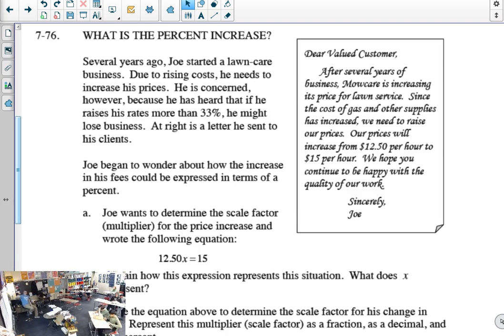Look at the letter at the right. "Dear valued customer, after several years of business, MoCare is increasing its price for lawn services. Since the cost of gas and other supplies has increased, we need to raise our prices. Our prices will increase from $12.50 per hour to $15 per hour. We hope you continue to be happy with the quality of our work."